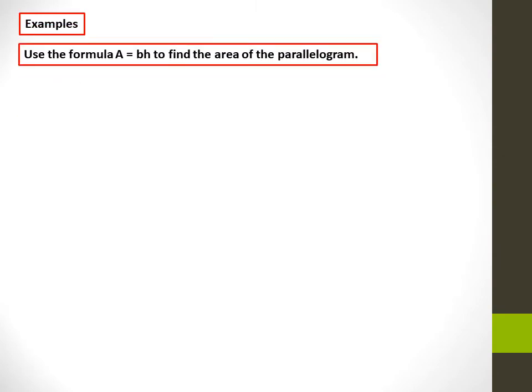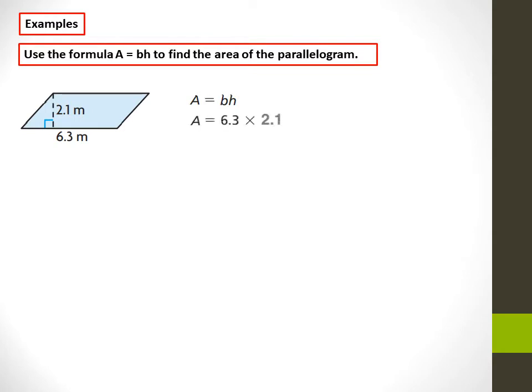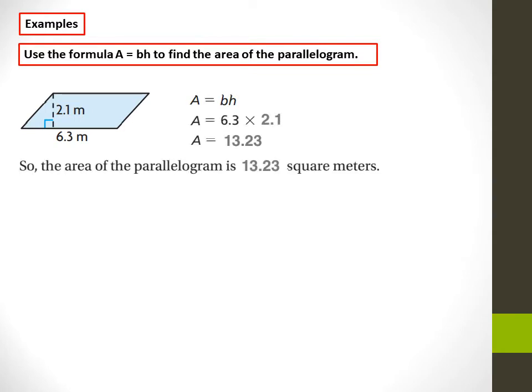Examples. Use the formula A equals BH to find the area of the parallelogram. So to find the area of this parallelogram, you need to multiply the base by the height. So the area is equal to 6.3 times 2.1. The answer is equal to 13.23 meters squared, or square meters. So the area of the parallelogram is 13.23 square meters.